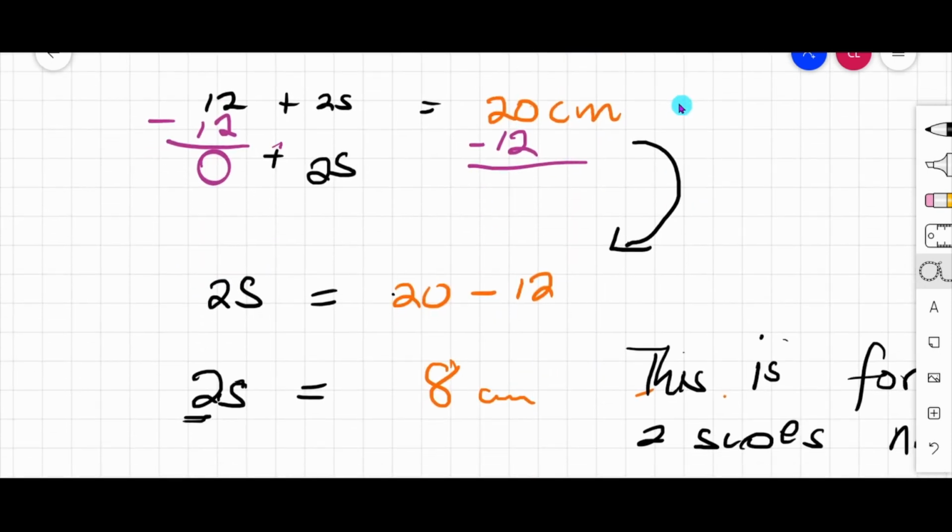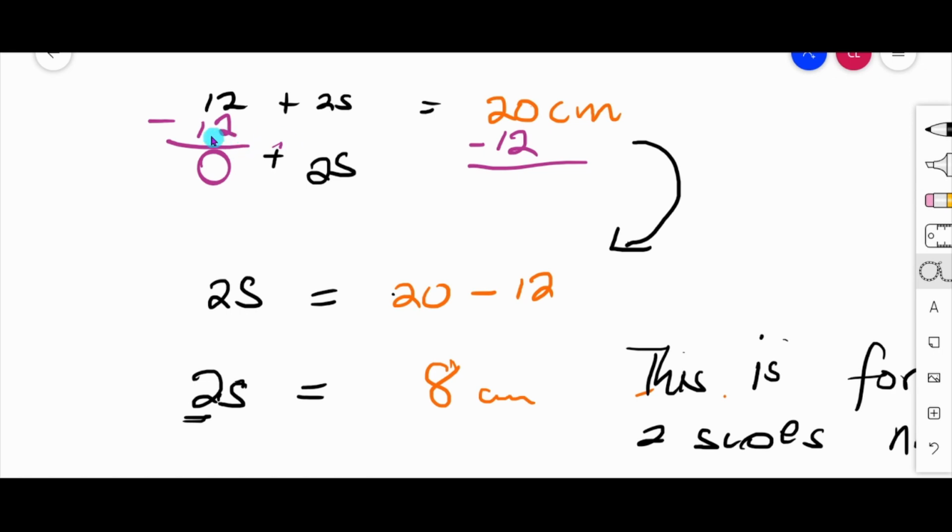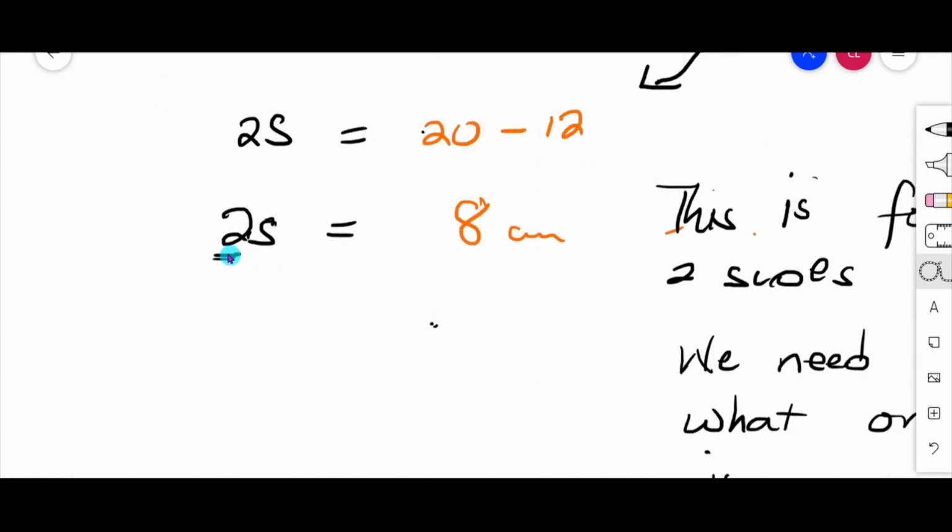All right, let's look at this then. Now, again, a little algebra. I want to get S by itself. I'm going to take away 12 from the left hand side, and then for balance, take away 12 from the right hand side as well. So now this 12 will cancel this 12, right? So I will have 2S by itself on the left hand side, and then I had 20 and I'm going to take out the 12. So 20 take away 12. Then 2S will be equal to 8.